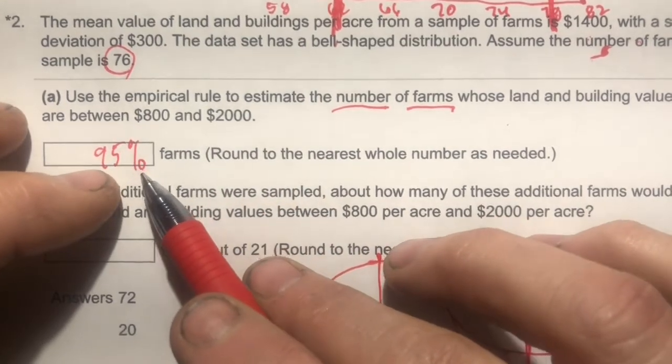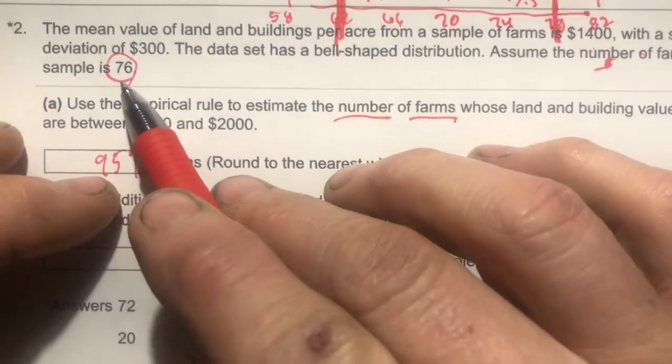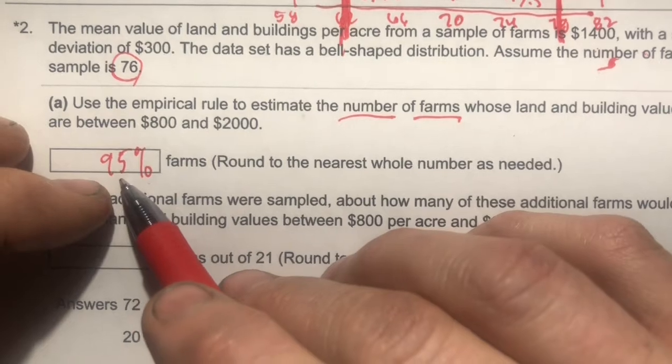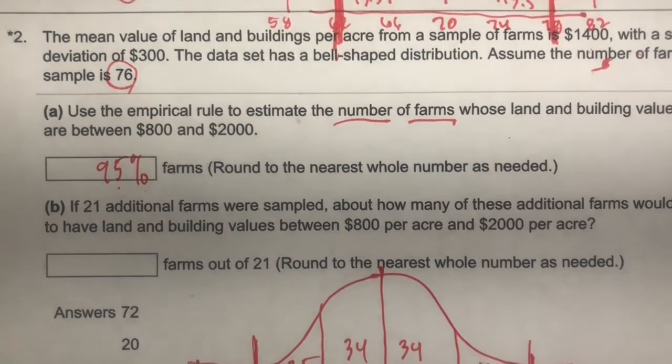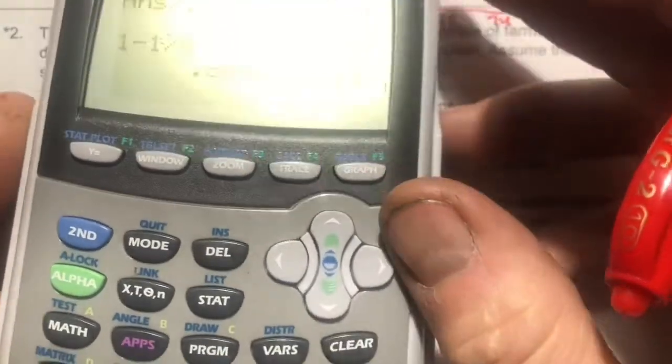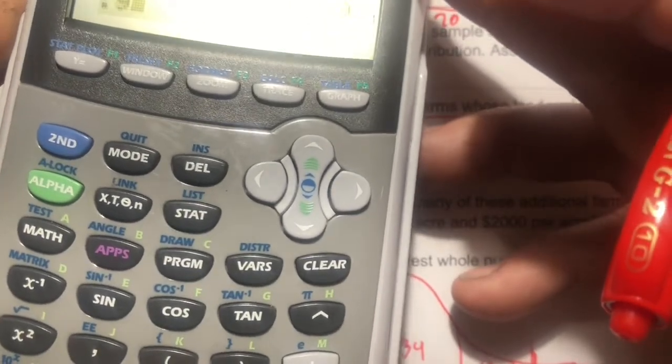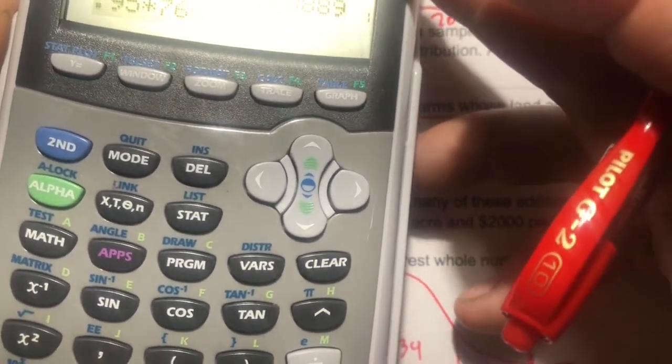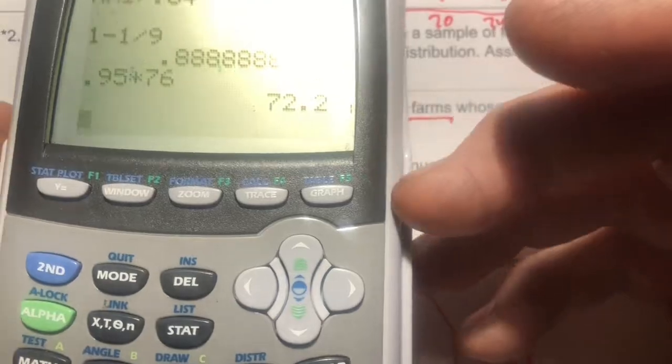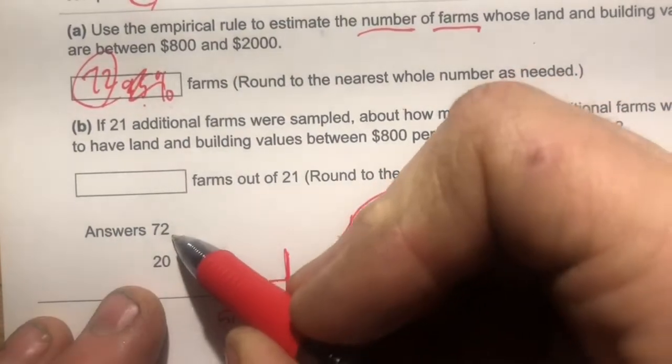All right, so we've got 95%. Well, apparently there's 76 farms, so I'm going to multiply 95% times 76. So let's get my calculator in here. 0.95 times 76, and it looks like 72.2. So this is actually 72 farms. Okay, and I think there's the answer right here.